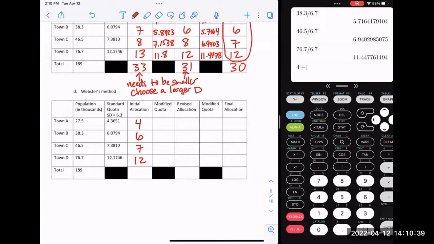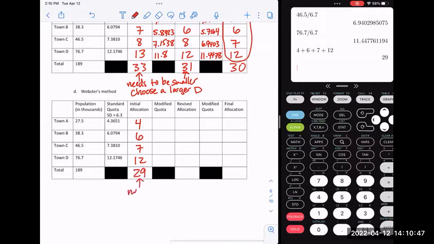All right, so let's add those up and see what we're getting. So we get 29, which is not bad, that's close. I need that to be bigger because I'm aiming for 30. And so that means I need to choose a smaller divisor. So something smaller than 6.3, although I'm not far off, right? 29, so maybe not a whole lot smaller than 6.3. 6.1, let's try that. So we'll try 6.1.